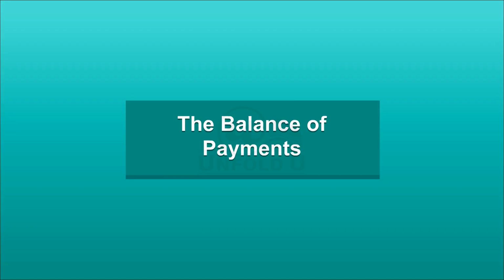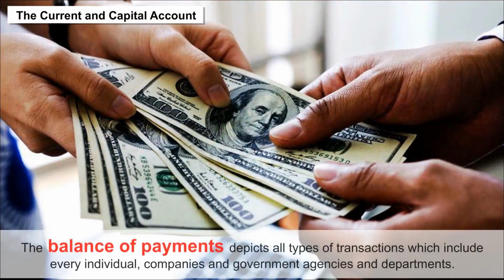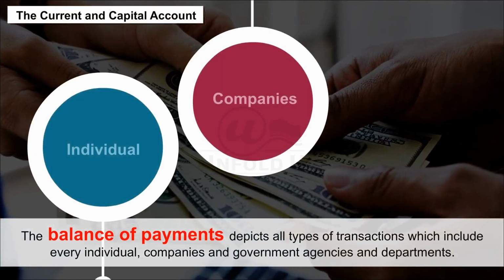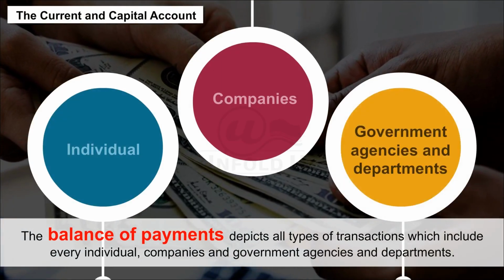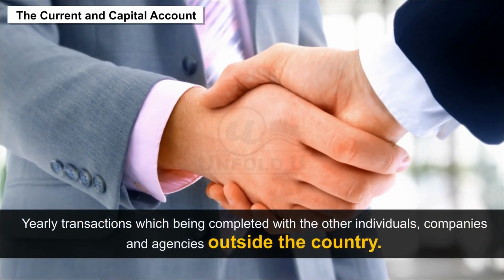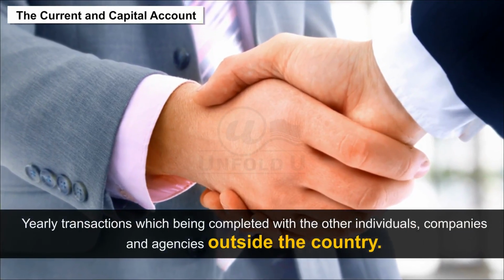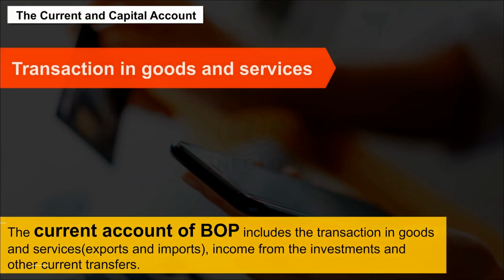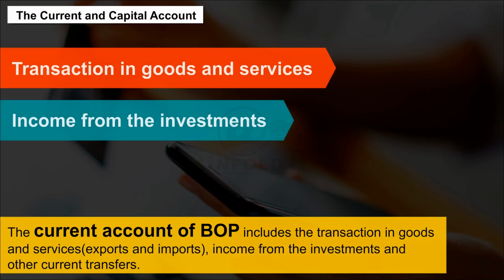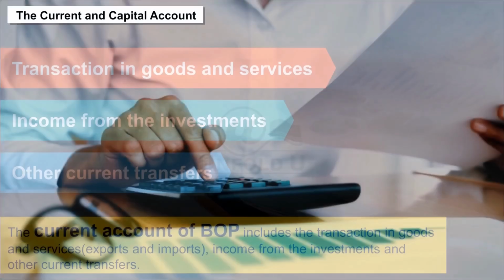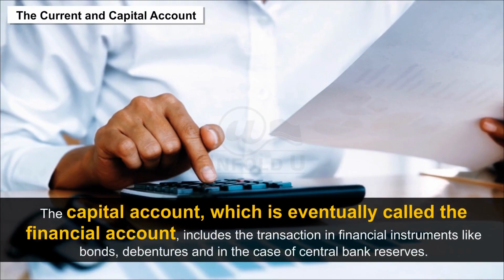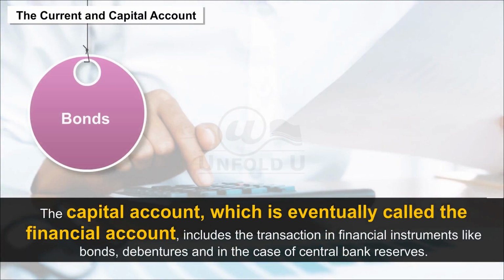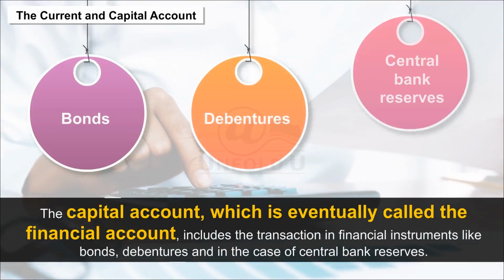The balance of payments, the current and capital account. The balance of payments depicts all types of transactions, including those of individuals, companies, government agencies and departments, in a year, which are completed with other individuals, companies, and agencies outside the country. The current account of BOP includes transactions in goods and services, income from investments, and other current transfers. On the other hand, the capital account, which is eventually called the financial account, includes transactions in financial instruments like bonds, debentures, and central bank reserves.